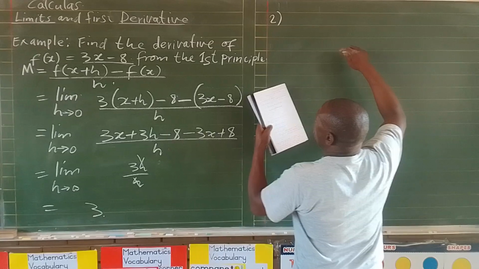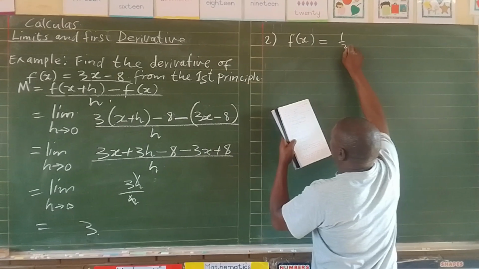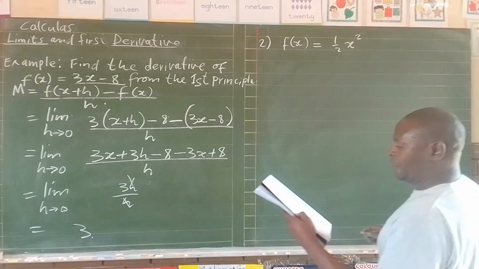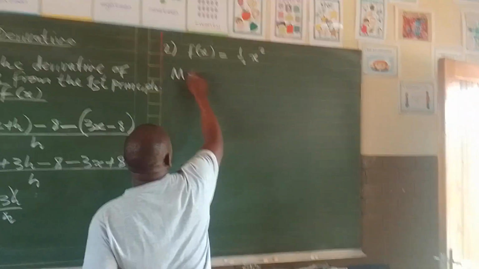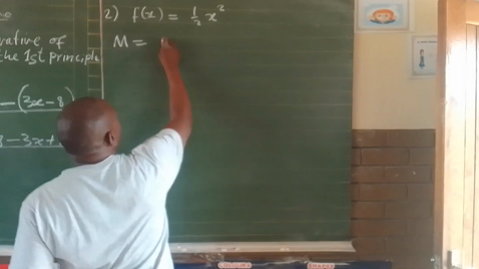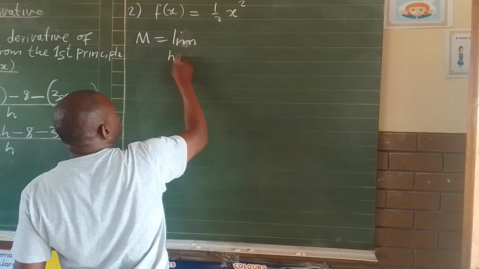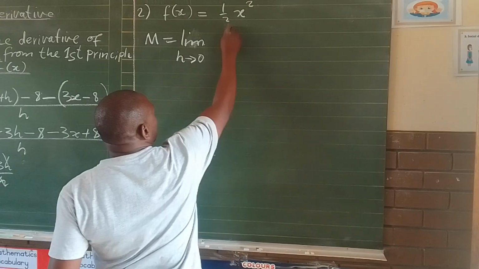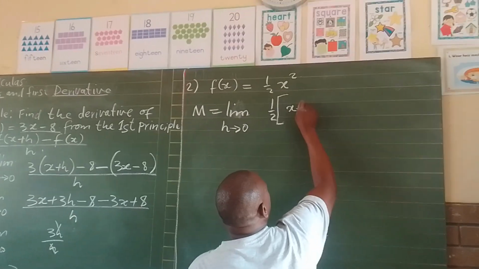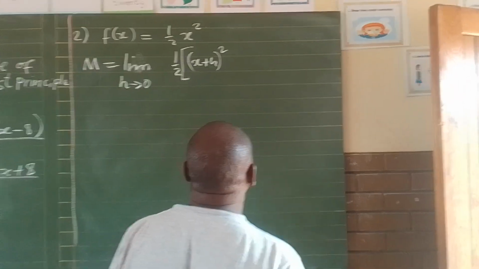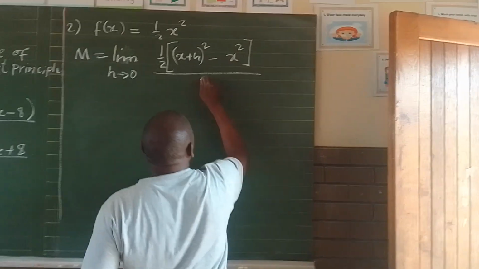They say from the first principle, find the derivative of f at x equals to half x squared. From the first principle, remember the first principle says you must let the limit as h approaches 0. Now the gradient is equals to the limit as h approaches 0, it's half. Now you're going to use f at x plus h. Your f at x plus h is x plus h squared minus f at x, minus x squared, all divided by h.